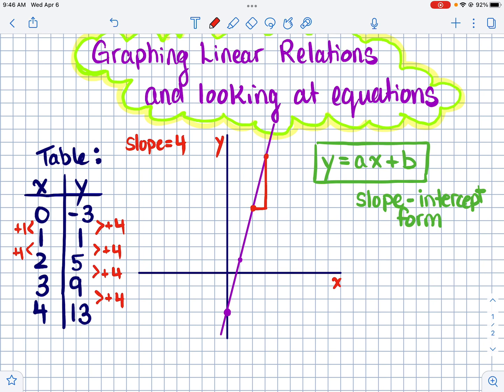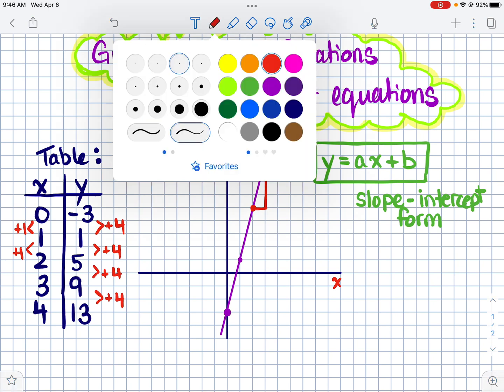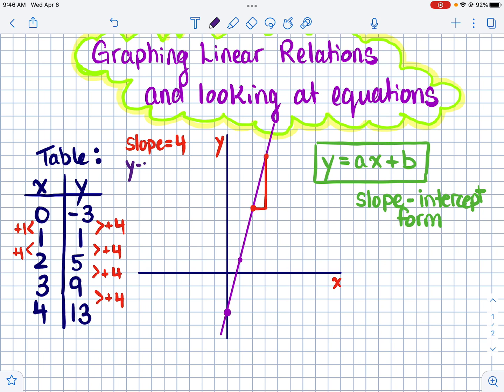There's also another really important feature of a linear relation, and that feature is called the y-intercept, or the initial value. That's come up before too. The y-intercept is the y value where x is 0. So this guy right here. When x is 0, y is -3. So that's what our y-intercept is.